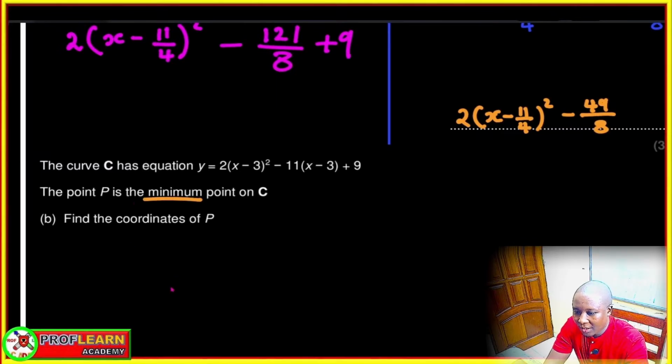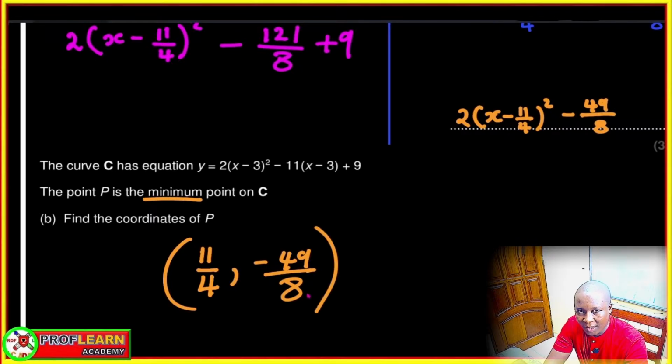So if we are writing the minimum point, we shall say 11 over 4, minus 49 over 8. Always you take the opposite sign of the value that is inside the bracket. If it was positive, you take negative. Now, for instance, if it was negative 11 over 4, you have to take a positive value.